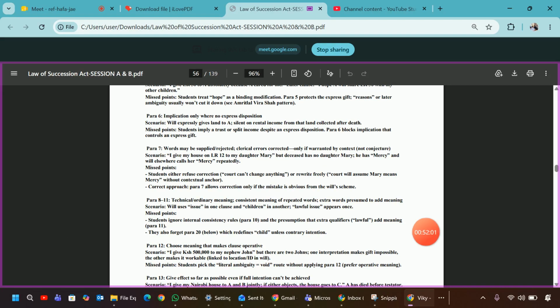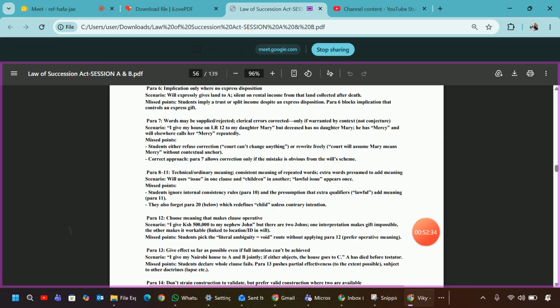Paragraph 7: words may be supplied or rejected. Clerical errors are corrected only if warranted by context, not conjecture. A scenario: I give my house on LR 12 to my daughter Mary, but the deceased has no daughter Mary; he has Mercy, and the will elsewhere calls her Mercy repeatedly. Students either refuse correction, saying courts can't change anything, or rewrite freely. Courts will not assume Mary means Mercy without a contextual anchor. So paragraph 7 allows correction only if the mistake is obvious from the will's scheme.